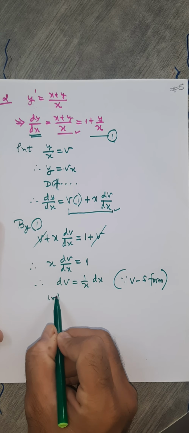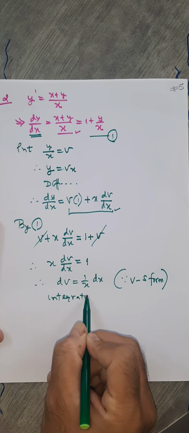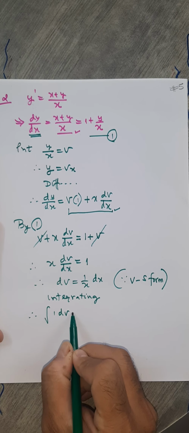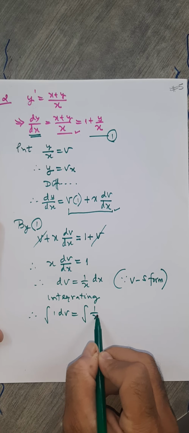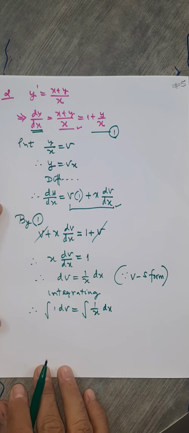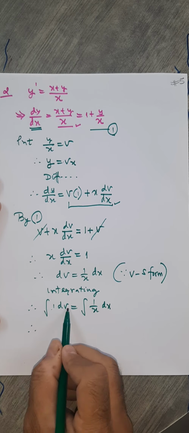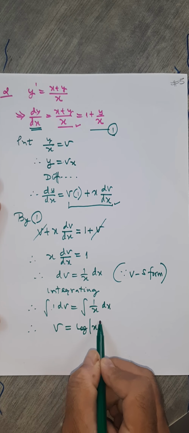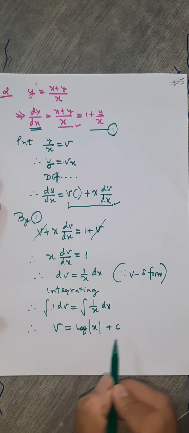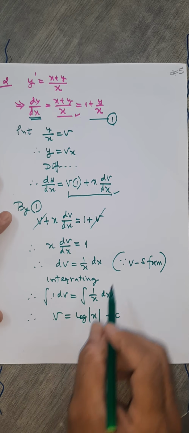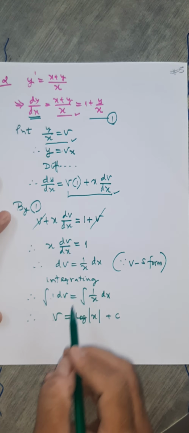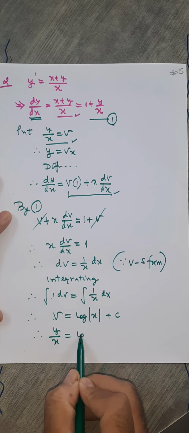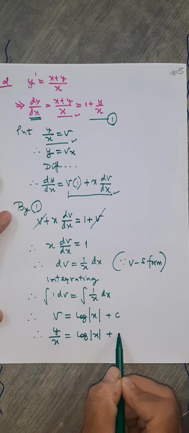Okay, so now we integrate it. So integrating, integral of 1 with respect to v equals integral of 1 upon x, remember. What's the integral of 1 with respect to v? It is v. What is this? Log of mod of x plus constant c. Now we need to put the value of y because that was a substitution. So what's the value of v? Which is y by x equals log of mod of x plus c.